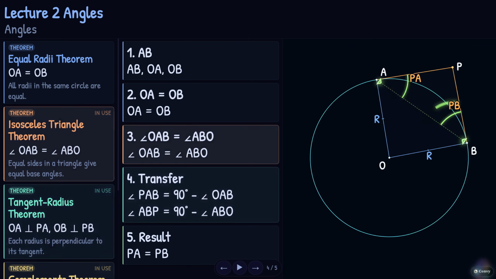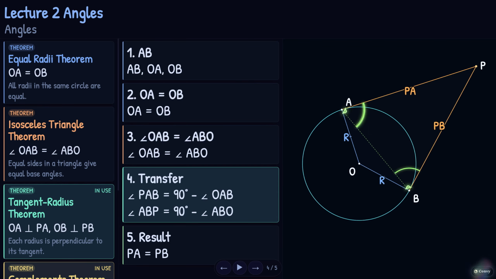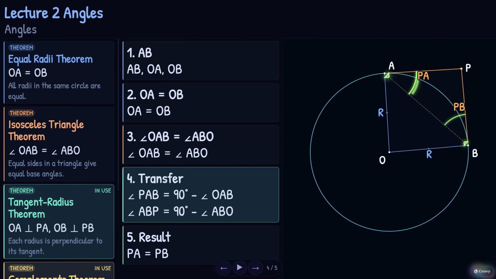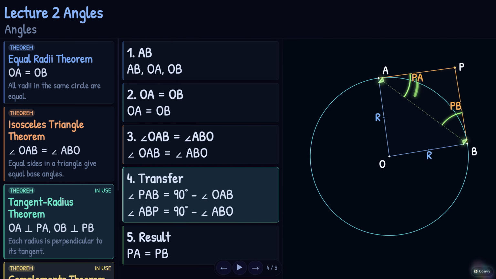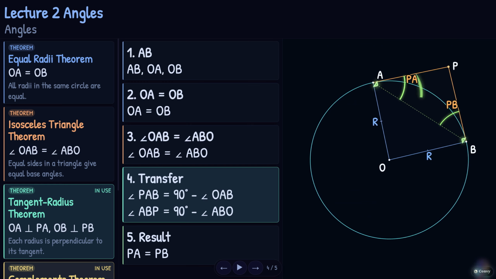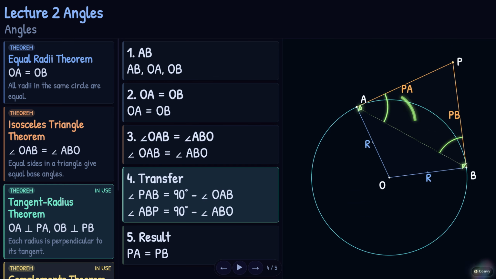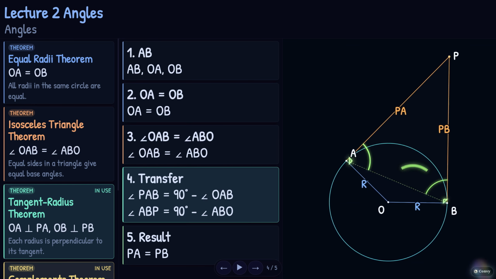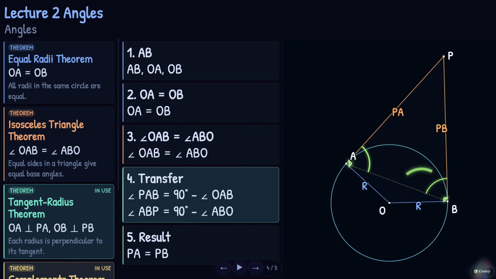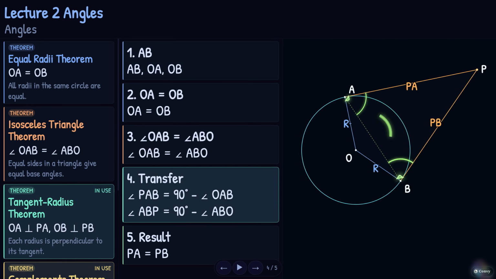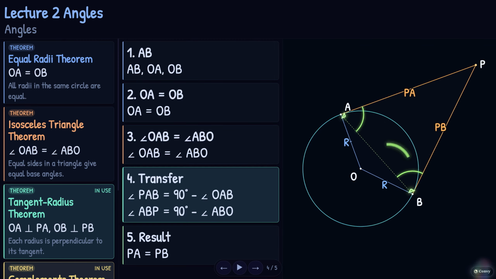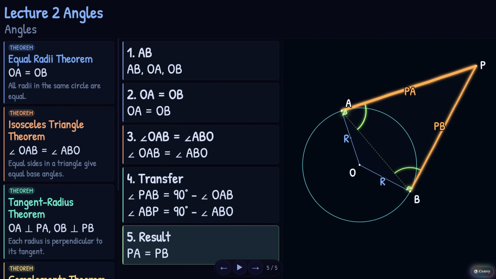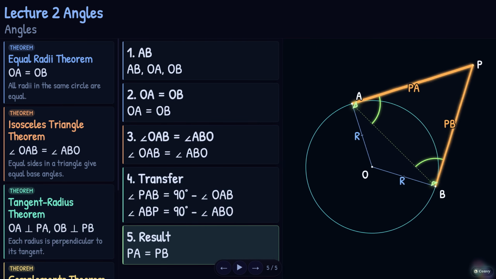Tangency does it again. Since OA is perpendicular to PA, angle PAB is complementary to angle OAB. And since OB is perpendicular to PB, angle ABP is complementary to angle ABO. But equal angles have equal complements. So from angle OAB equals angle ABO, we immediately get angle PAB equals angle ABP. And now triangle PAB has two equal base angles. Therefore, triangle PAB is isosceles, which means the opposite sides are equal. So once again, PA equals PB. And that is the second proof.